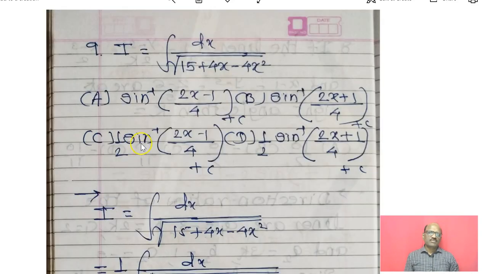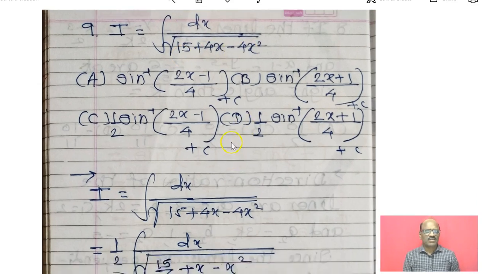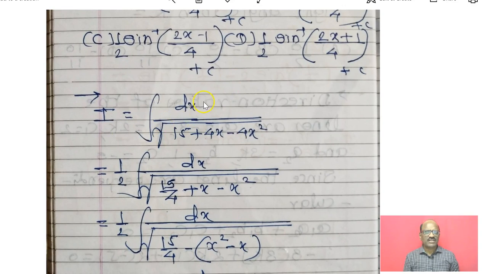Now next problem is from integration, that is I is equal to integral dx upon under root of 15 plus 4x minus 4x square. Now what's happening here? Take the 4 as common, then you will get 1 upon 2 the integral dx upon under root of 15 upon 4 plus x minus x square. Now take the minus sign as common. This is the second term, that is 1 divided by 2, that will be the second term.